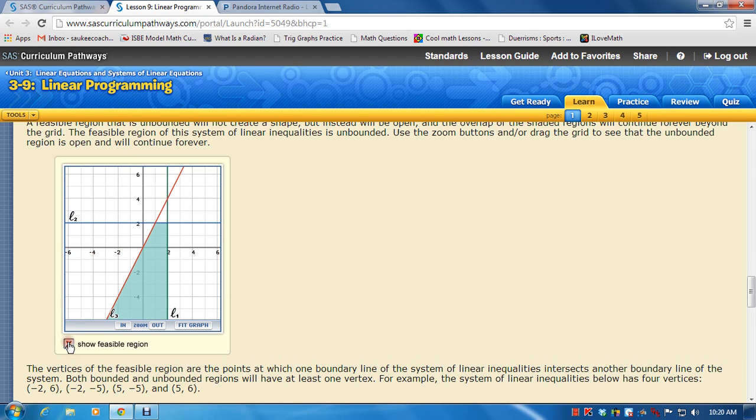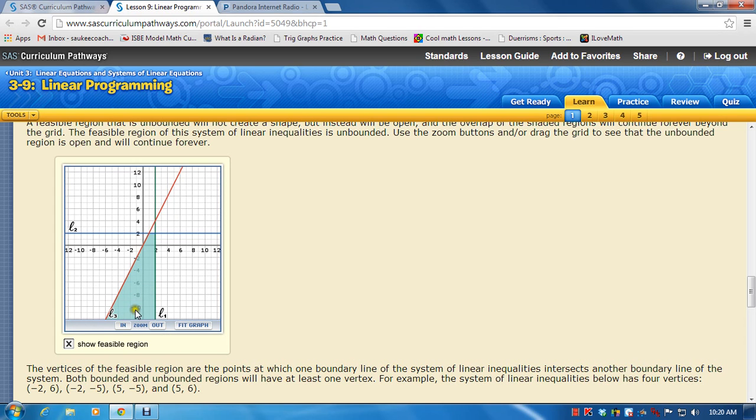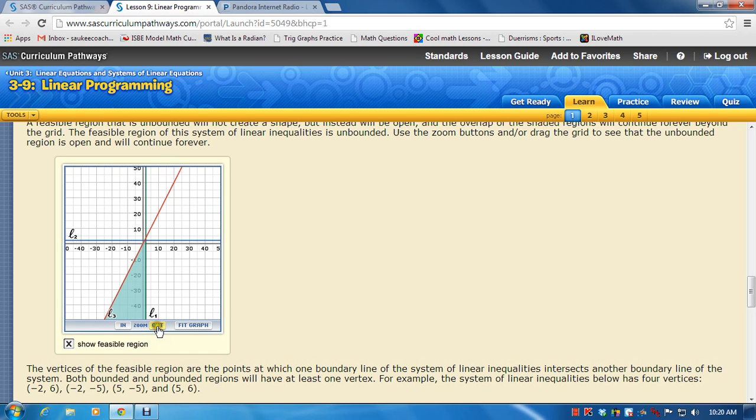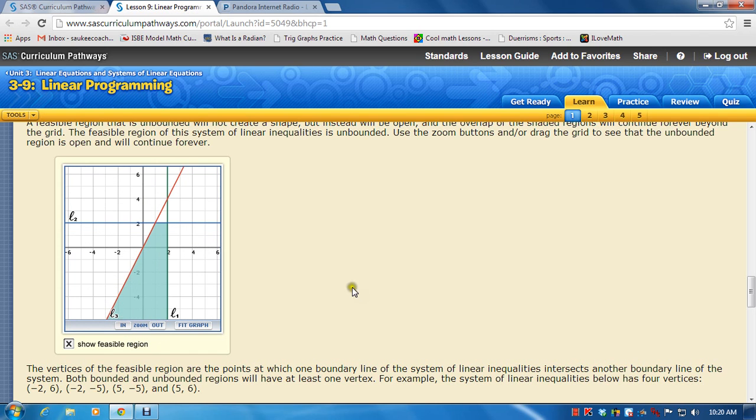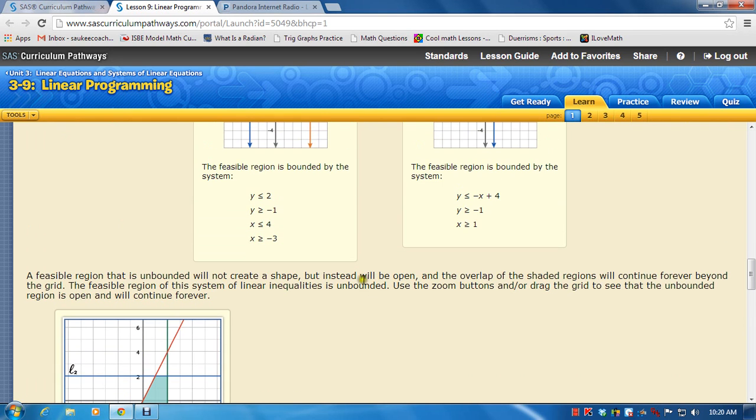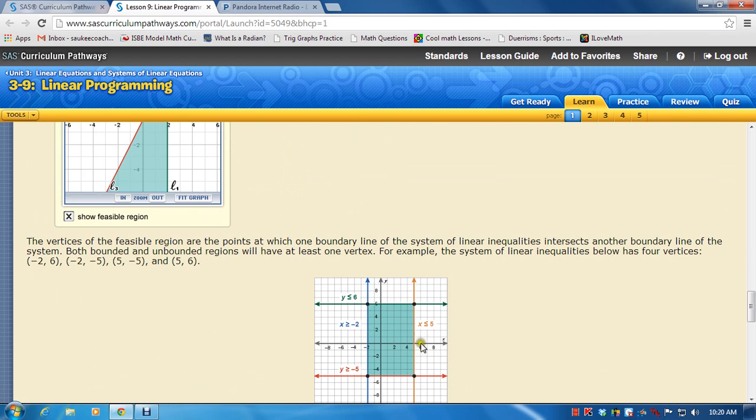Show that feasible region. It's right here. It wasn't quite a triangle shape, because it flattened out right here. Plus, there's no lower limit to these. See, it just keeps going down and down and down. So that's what we refer to as being unbounded, a feasible region that's unbounded.